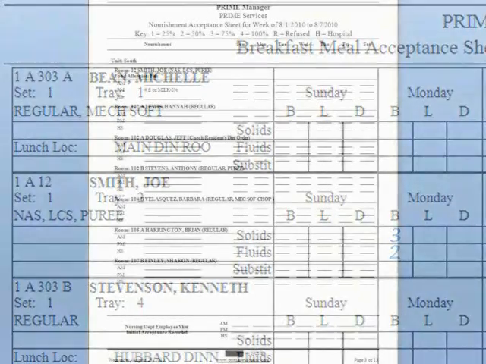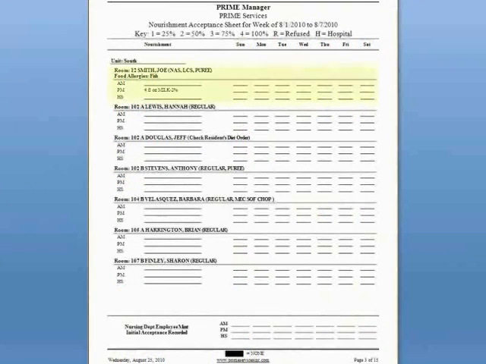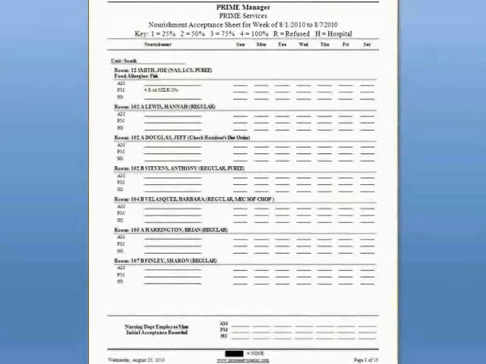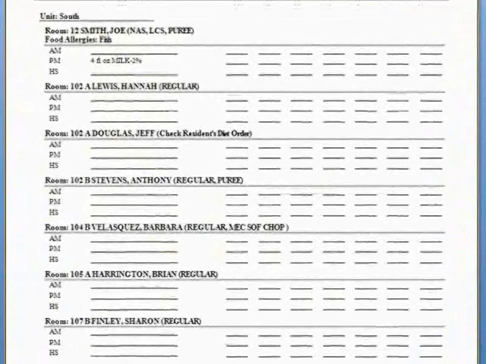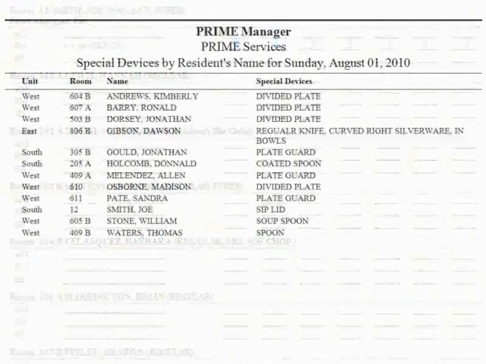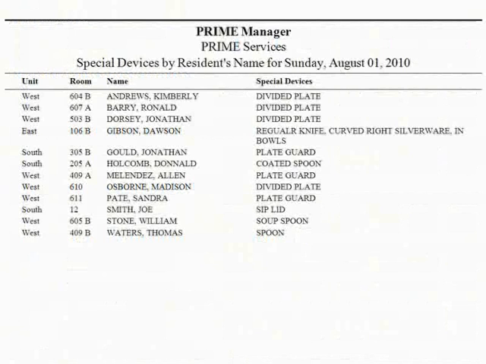Next, let's move on to the nourishment acceptance report. Here we see Joe at the top. As we did with the meal acceptance report, you can use a key at the top to fill in how much of his nourishments he consumed. For example, if he consumed 75% of his milk for each day, we could write in 3 going all the way across. It is easy to also get a listing of all the special devices needed.